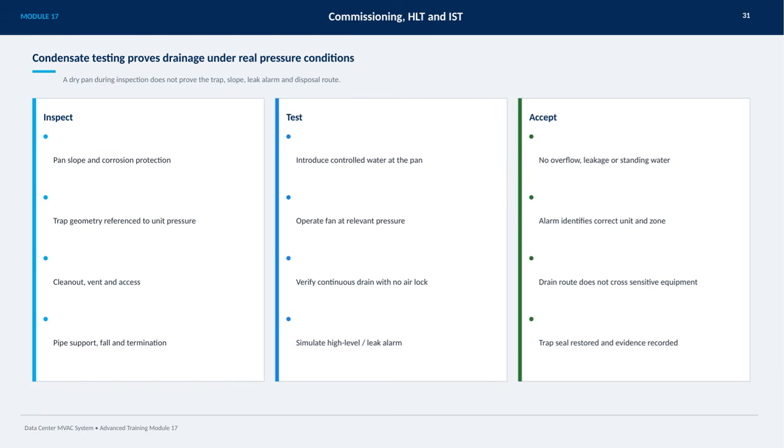Finally, acceptance criteria include no overflow, leaks, or standing water, proper alarm activation identifying the correct unit and zone, the drain route avoiding sensitive equipment, and restoration of the trap seal with all evidence properly recorded. This comprehensive approach ensures the condensate system works reliably in real-world operation.